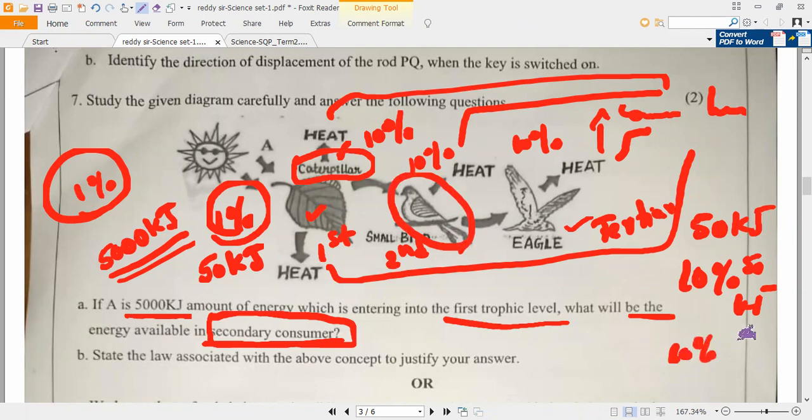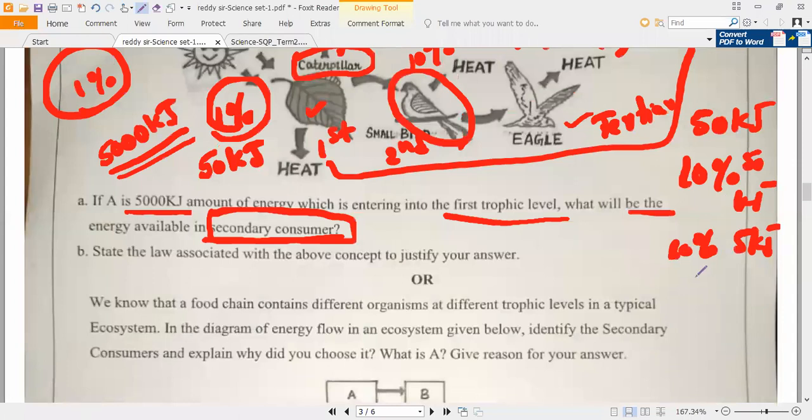10% of 0.5 joules will go, sir. 0.5 kilojoules. Yes, 0.5 kilojoules. That is the answer. So that is the importance. So what is the answer, guys? 0.5 kilojoules. That is a very important concept. That is why I told you the 10% law will definitely be asked in the exam. I told you or not?